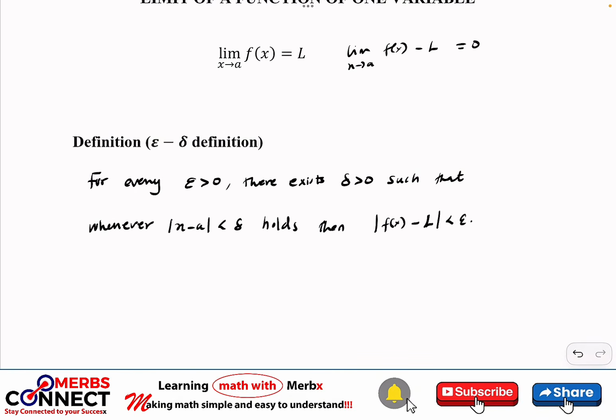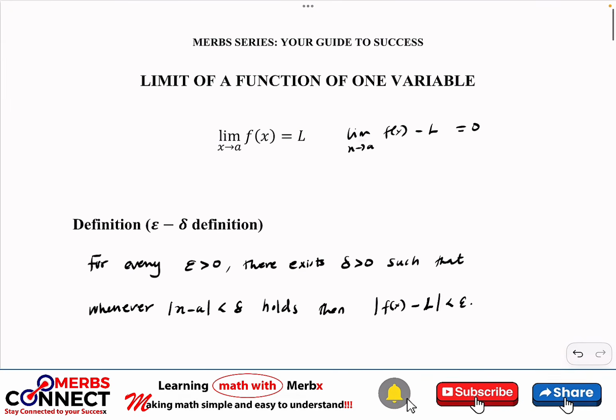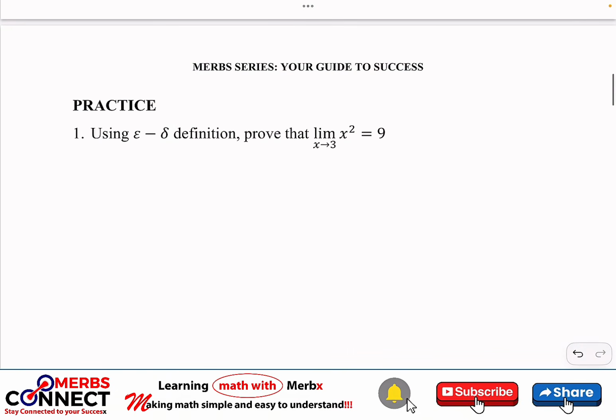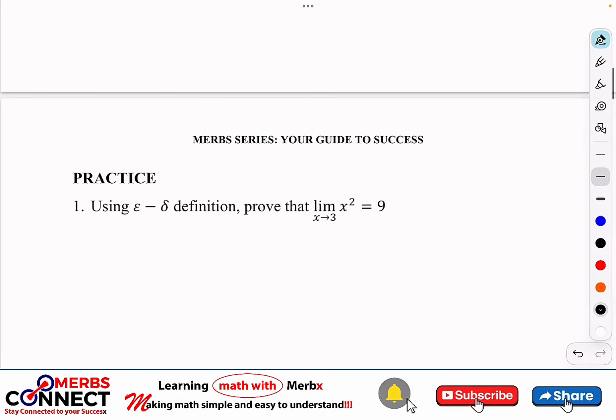So anytime we are going to prove or solve any question, we need to write this definition down. And when we are solving it, a will be given, f of x will be given, and L will be given, so we can use them straight away in the question. So let's practice and see how we can get this done. Use the epsilon delta definition to prove that this limit is indeed equal to 9. When I do direct substitution, I get 9. Okay, so now we can go through this process.